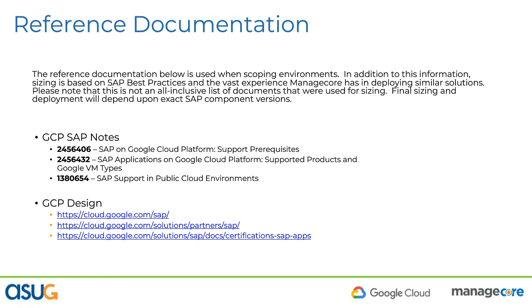Now to get into some of the reference documentation that is key to a successful deployment in GCP. There are a few SAP notes and a few Google documents that are essential to a successful deployment. The first and foremost two notes on this list are the SAP on Google Cloud Platform support prerequisites and the SAP applications on Google Cloud Platform supported products and Google VM types. Those are going to be the critical notes, and throughout the project they're what you're going to check the most, because those two notes really tell you what you have to deploy in order to be fully supported by SAP and GCP. I'll get into a little more detail on them, however, they are the critical ones.